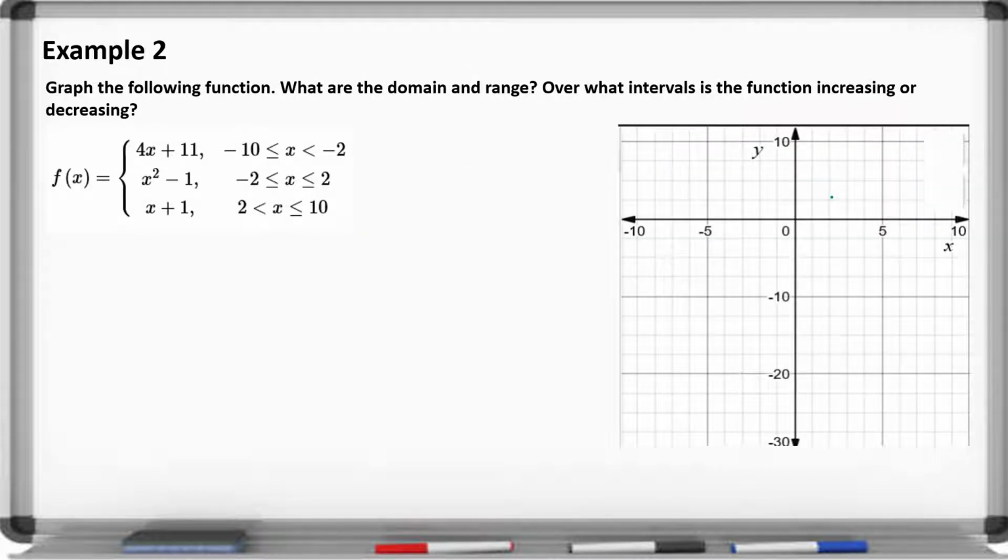All right, so let's look at another example. So this time we're given the piecewise function. We want to be able to graph it and determine the domain and range. We want to also determine whether it increases or decreases and where, what intervals.